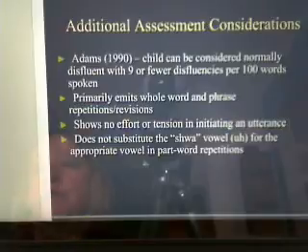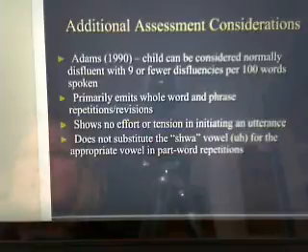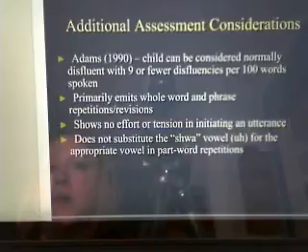So additional things that you need to consider when you're doing a fluency assessment, in that according to Adams' research, a child can be considered normally disfluent if they have 9 or fewer disfluencies per 100 words spoken. So if you have a 100-word speech sample and you have counted 9 or less disfluencies in that 100-word sample, then that can still be considered normal.